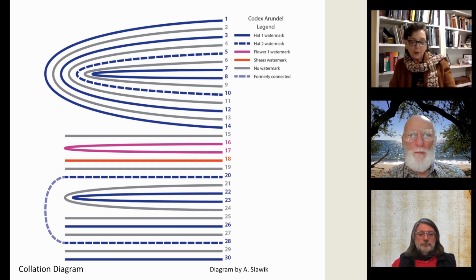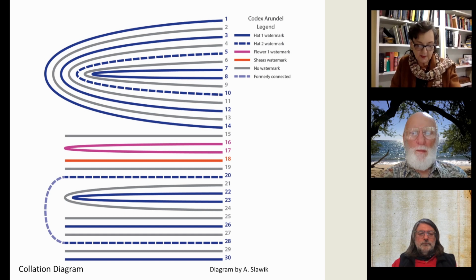Pages without a watermark are indicated in gray, and are evenly distributed in this collation diagram of the first 30 pages of the Codex Arendelle. And you will recall that our focus is on this first section because scholars have determined that Leonardo separately and deliberately compiled it.